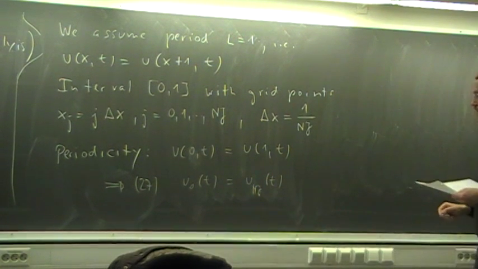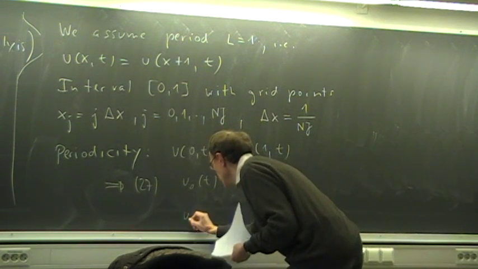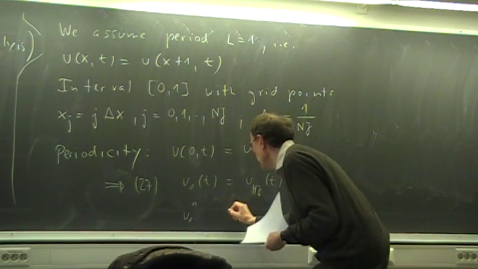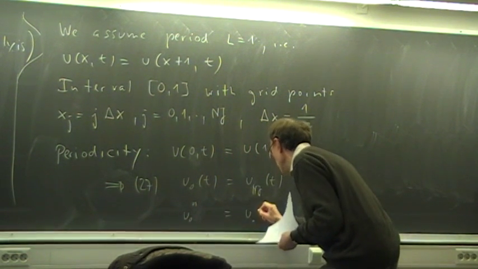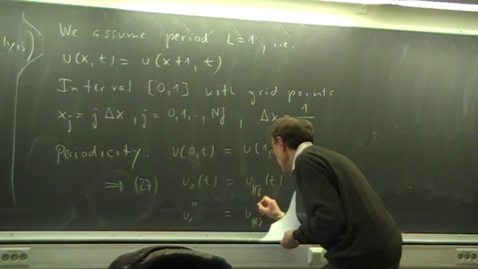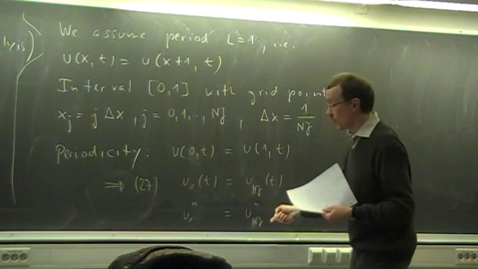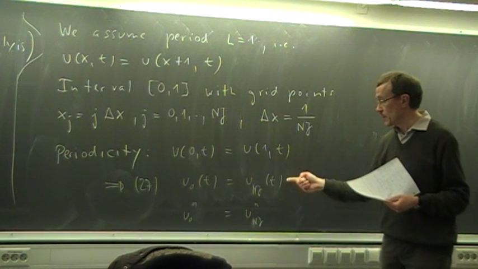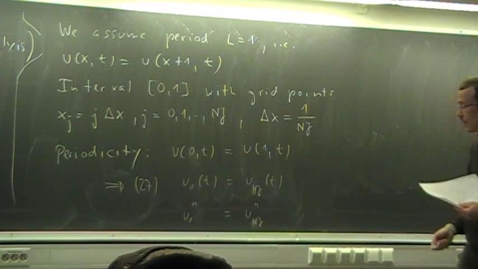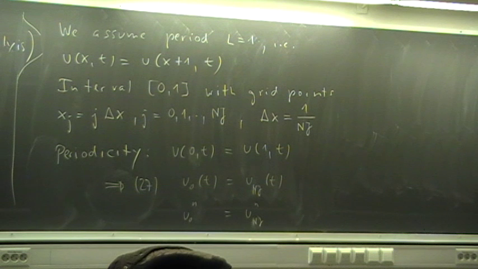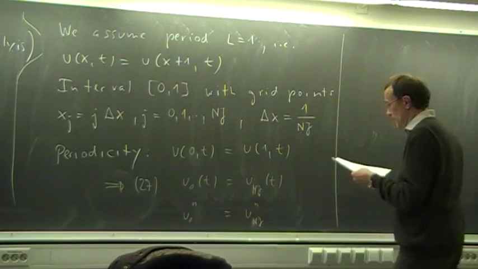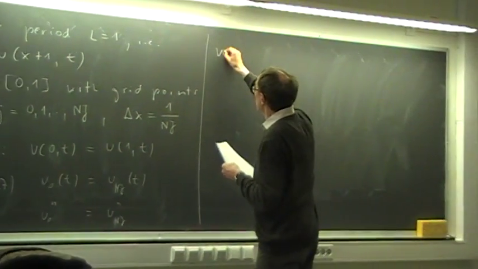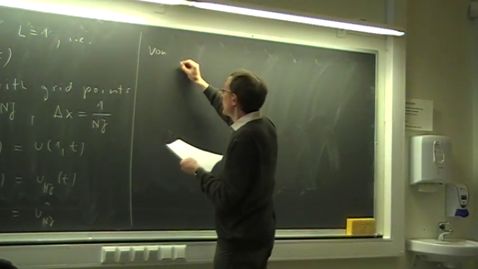So that is the periodicity, and when we do the discretization, it would mean u0 at time level n equal to u nj at time level n. So this would be for the discrete problem. This is the semi-discrete problem. So now let's start with the von Neumann stability analysis for the forward time centered space.